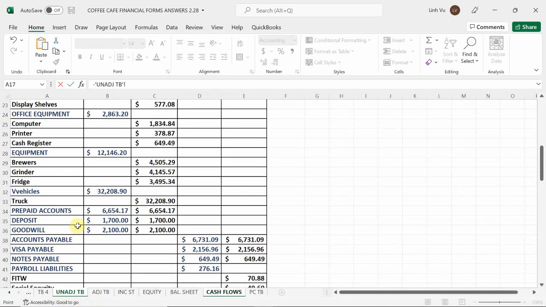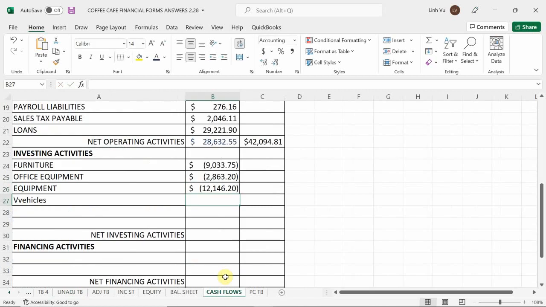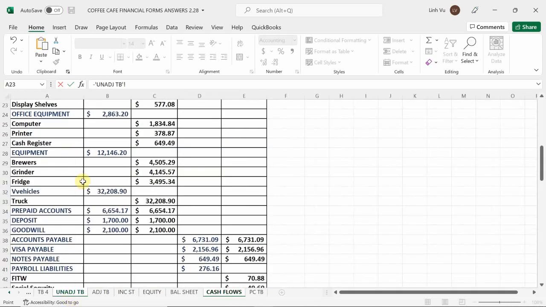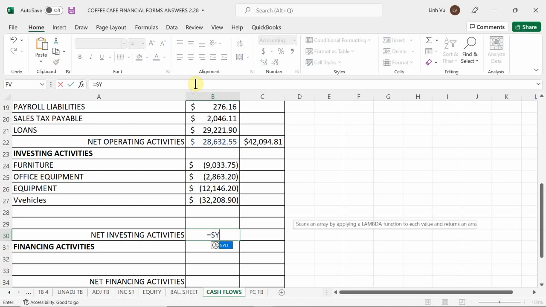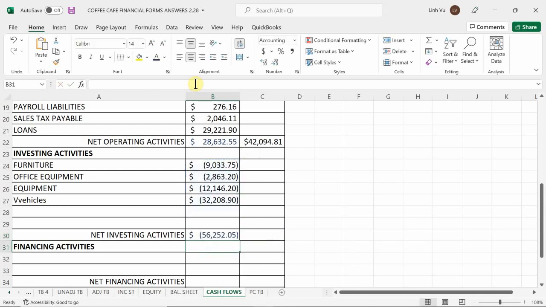Okay, so this is unadjusted, so I'm looking at what I actually paid for it. My equipment was another $12,000 that I spent. And then last but not least, my vehicles, it cost me $32,000. Okay, so right here, this is where I need to figure out what my total investing activities are. So in this case, equals sum. So my total investing activities gave me a grand total of $56,000.